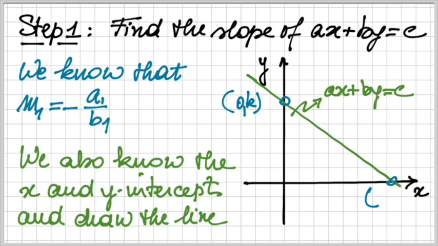So we have the different points here. We have the x-intercept and we have the y-intercept. We can find them by first setting y equal to 0, so we find c divided by a. Then with x equal to 0, we find c divided by b, which is also the y-intercept k.